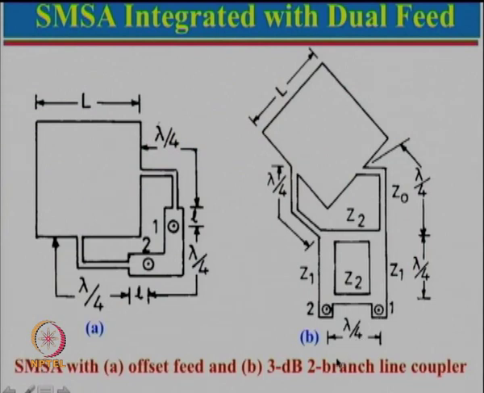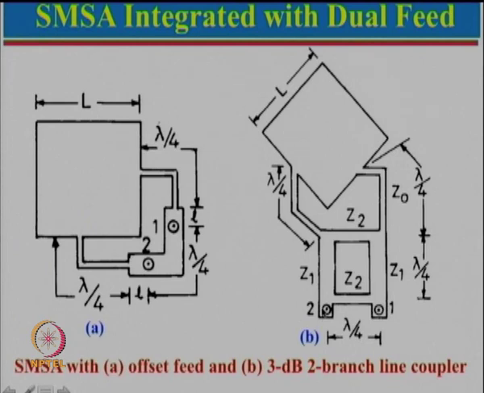This is known as the two branch line coupler. So, here is one microstrip line, here is another microstrip line, and what you can see here, there are two branches connected in between. Now, in this case, this length is lambda by 4, this is lambda by 4, this is lambda by 4, this is lambda by 4. So, let us just have a quick analysis in a very simple way.